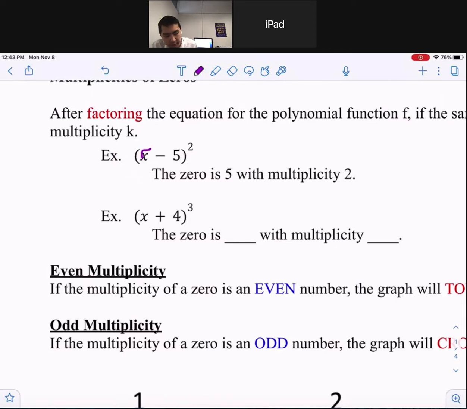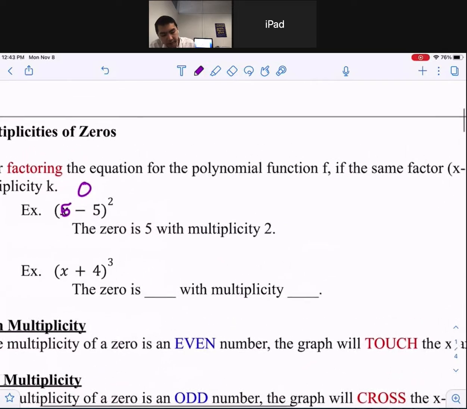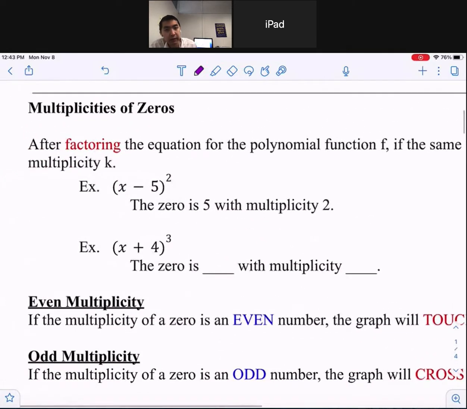Because if this is a 5, isn't 5 minus 5 0? So 5 is a 0, but how many zeros are located at that 5? 2. This degree lets you know how many zeros are at that specific location. Which makes sense because if you split this up like this, for this one, x equals 5 and x equals 5. So look, there are 2 zeros at x equals 5.